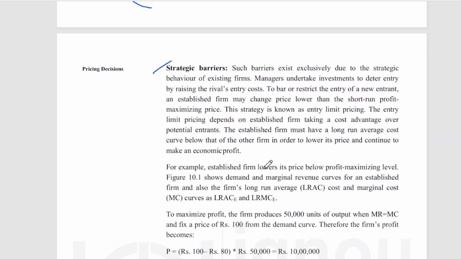And next is strategic barriers. Such barriers exist exclusively due to the strategic behavior of existing firms, and managers undertake investment to deter entry by raising the rival's entry cost.